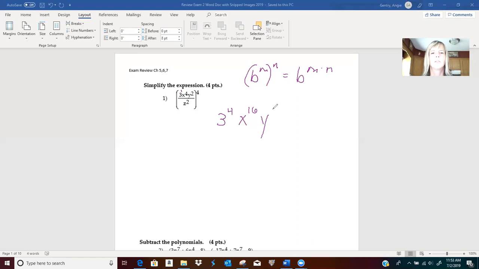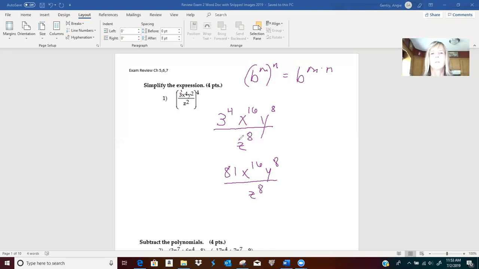Y to the 2nd to the 4th, 2 times 4 is 8, over z to the 8th, because that 2 also is taken to the 4th power. So then you have 3 to the 4th, which is 81, and you can't do anything else. x to the 16th, y to the 8th, over z to the 8th. And that's your final answer. That's all you can do.